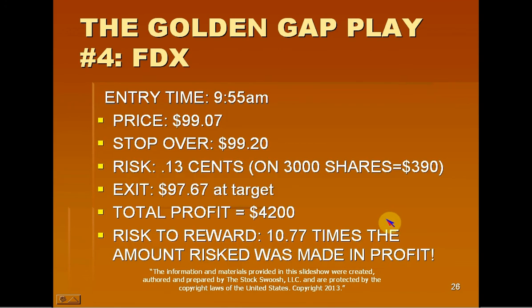The entry time was 9:55. Price was $99.07. The stop is even smaller now. The stops are getting smaller. It's getting tighter and tighter to even play. 3,000 shares if you risk $390 and exited at $97.67, you would have made $4,200. Again, over 10 times the amount risked. Almost every single day this played out, you could have made 10 times the amount of risk.